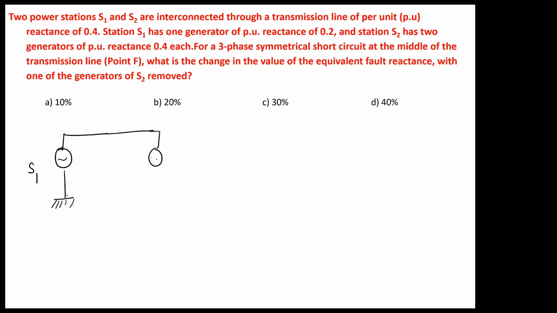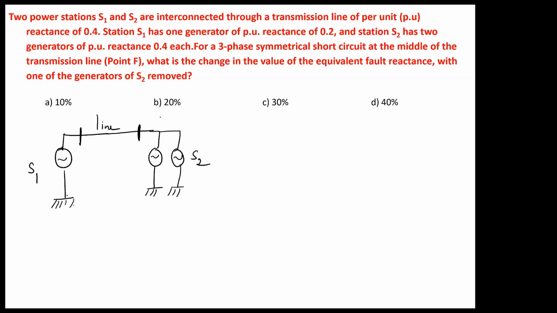And here there is a station 2, which contains two generators. So this is station 2, and this is the transmission line. Okay, so it's telling that the fault is occurring exactly in the middle of the transmission line.